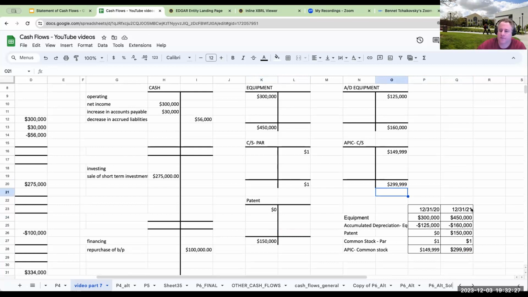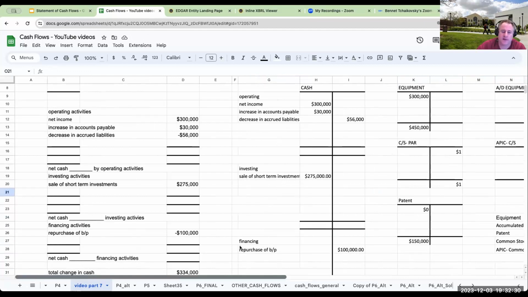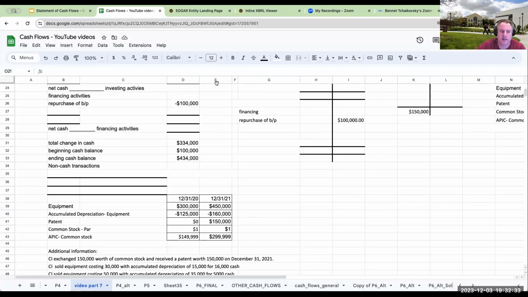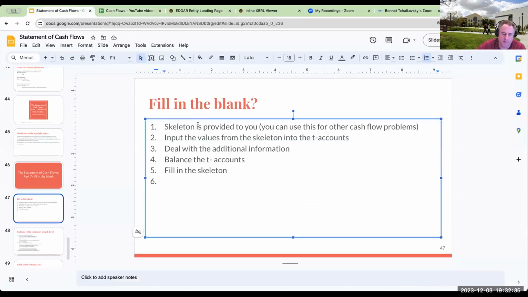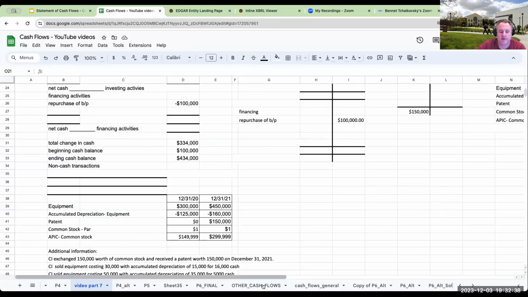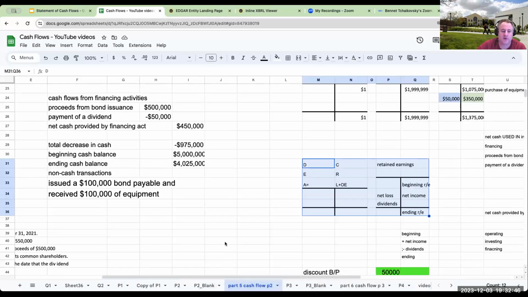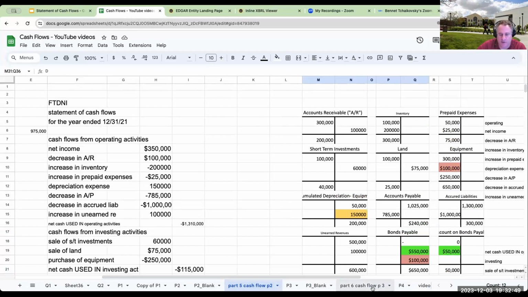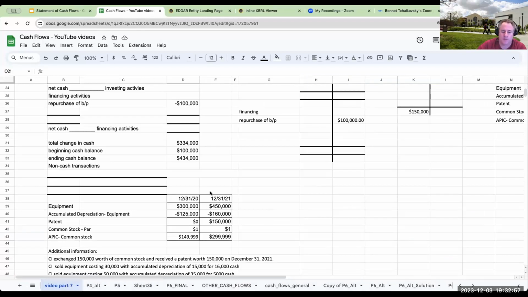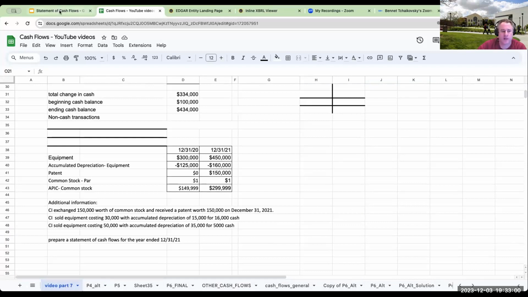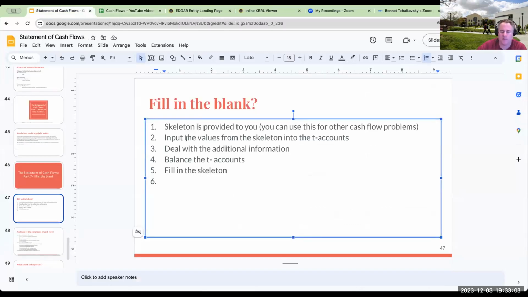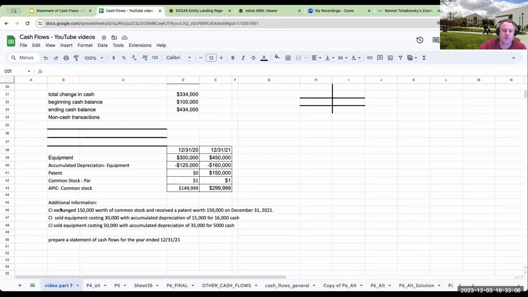So all we've done so far is take the information that's been given to us and put it into the T accounts. So the skeleton is provided. And by the way, if you're taking my class and you get a question where you think, oh my goodness, I have to prepare a statement of cash flows, you can use this type of question to help you answer one of the other ones. So we've dealt with the skeleton where we've input the values. Now we're going to deal with the additional information.